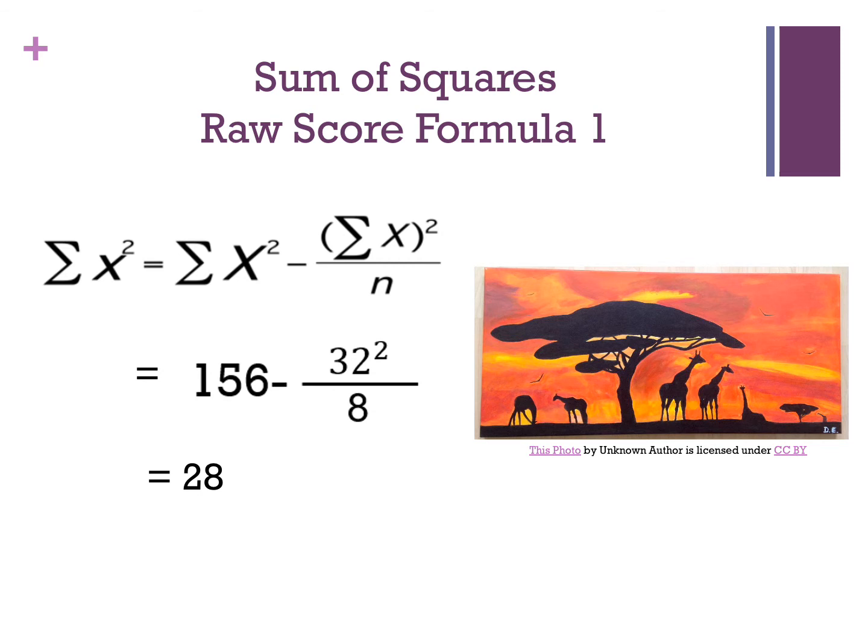Then we do the math by squaring the 32, dividing that number by 8, and subtracting the new number from 156, and we find the answer, 28, which is precisely the answer we got when we did the problem the long way, that is, without this handy formula. Notice that summing the squared scores does not arrive at the same number as adding the numbers and then squaring.